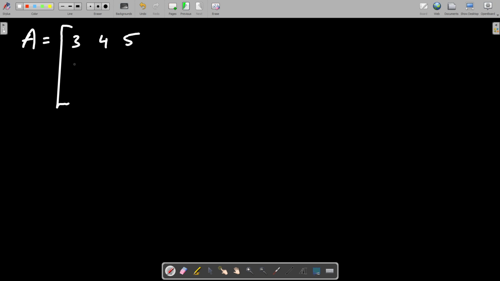Three, 4, 5. 3. 6, 9, 10. Okay, so now for this matrix, for this matrix now, let us find the minors. Let us find the cofactor matrix.